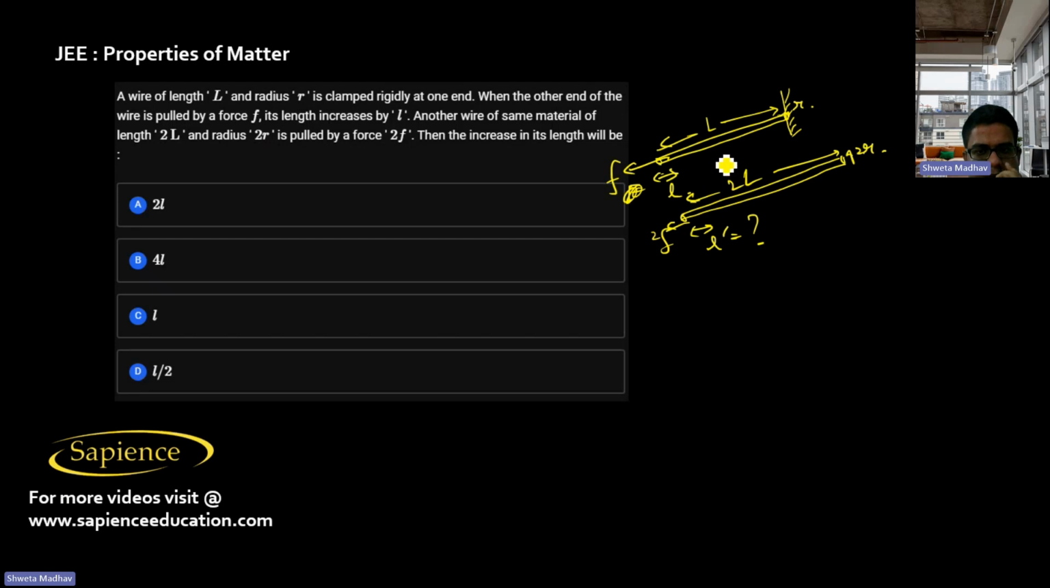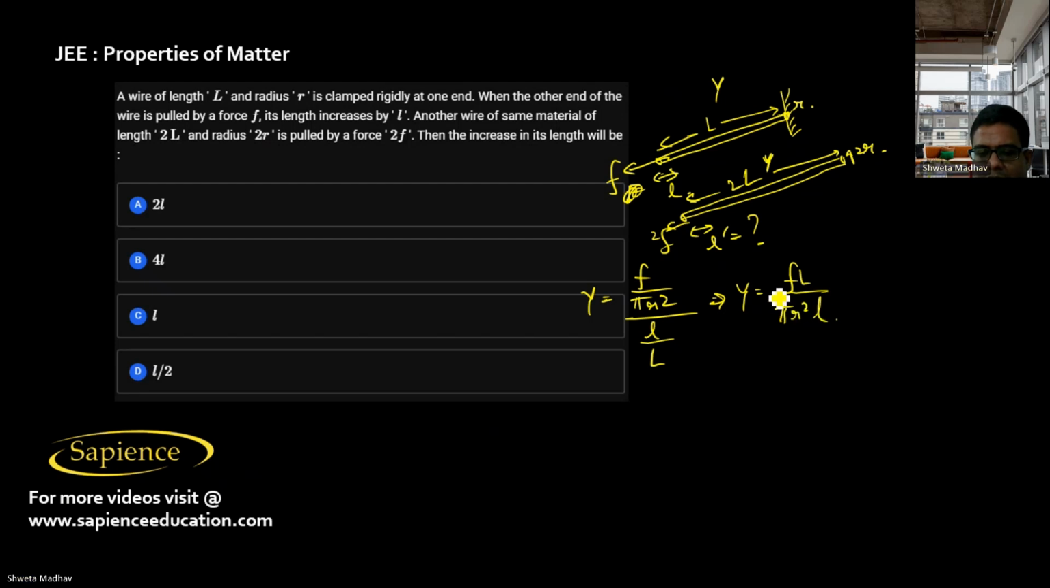So here the Young's modulus will be the same, since it is told the material of the wire is the same. So you can say Y will be equal to F by A, which is pi r square, by delta L, that is l. So Y is FL by pi r square l. And here also Y will be equal to 2F into length, that is 2L, by pi into 2r whole square into L dash.